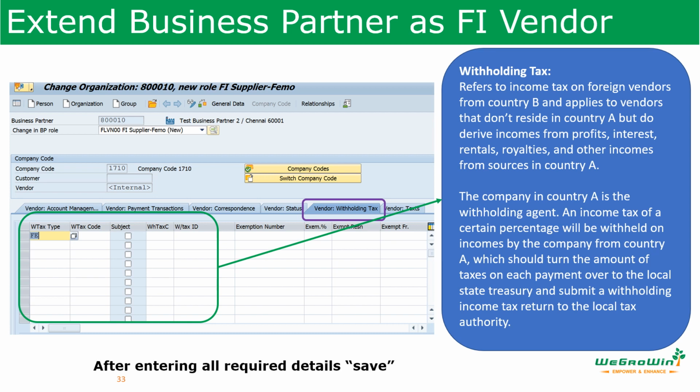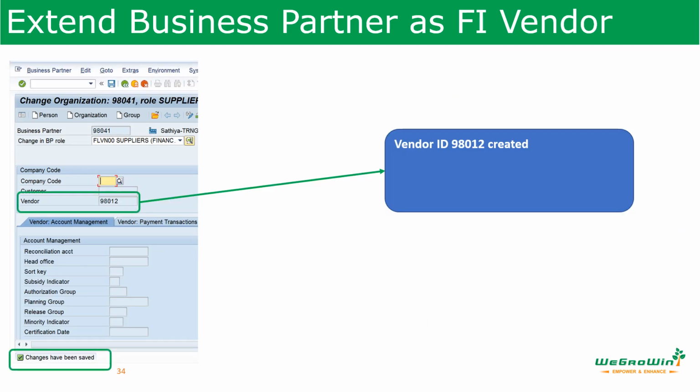After entering all required details, press save to save the vendor. That is where the business partner is extended as a FI vendor. After saving, we can see the vendor number created and appear in the vendor field. This vendor code will be used to create further master data like purchasing info record, source list, etc.